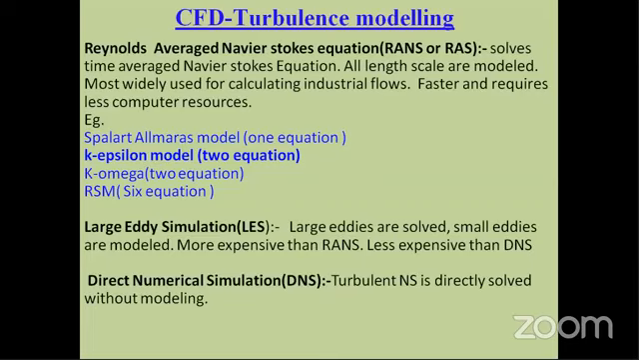Okay. Then comes large eddy simulation. Large eddy simulation is better than RANS. Here large eddies are solved and small eddies are modeled. It gives better accuracy, but it requires more memory and time to calculate. Then the next one is direct numerical simulation, DNS. Now, because of advancement in computational resources, fast computers are available. People are now trying to directly solve the turbulent Navier-Stokes equation. They have started directly solving the turbulent Navier-Stokes equation.